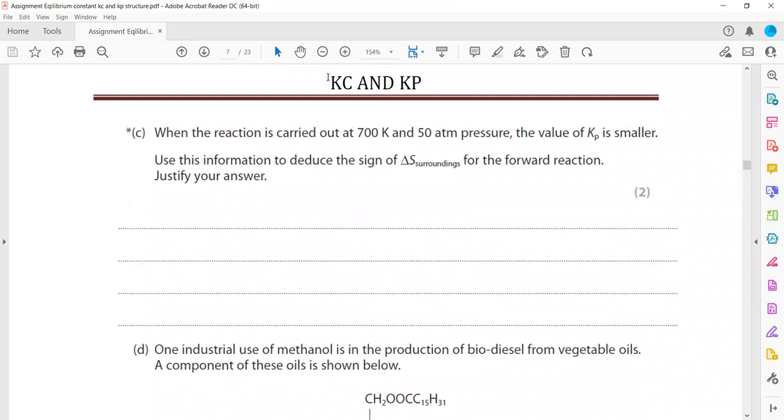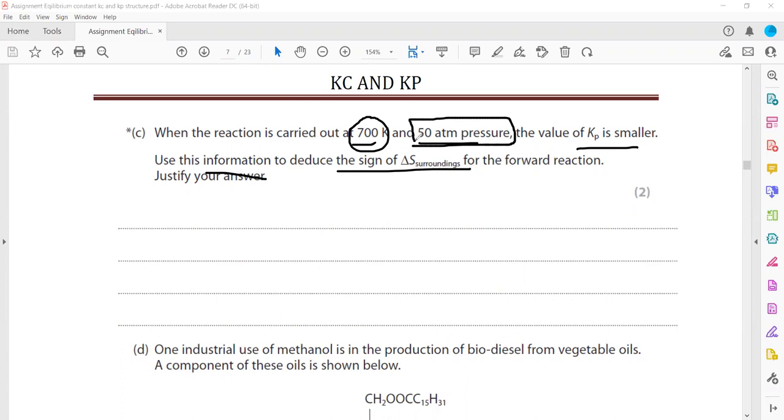When this reaction is carried out at 700 Kelvin and 50 atm, the value for Kp is small. Use this information to deduce the sign of the entropy change of the surroundings for the forward reaction. So when this reaction is carried out at 700 Kelvin and 50 atm pressure, the value of the Kp is small. Using this, we have to deduce the sign.